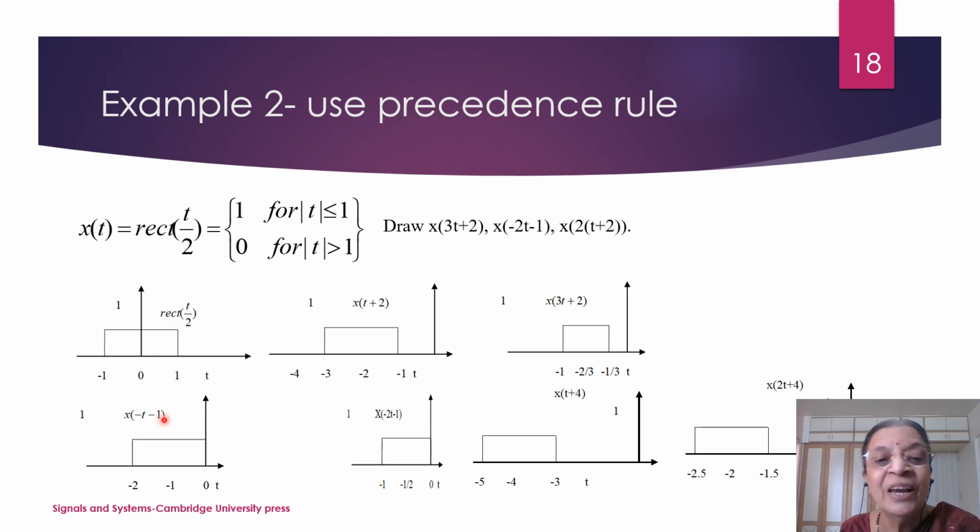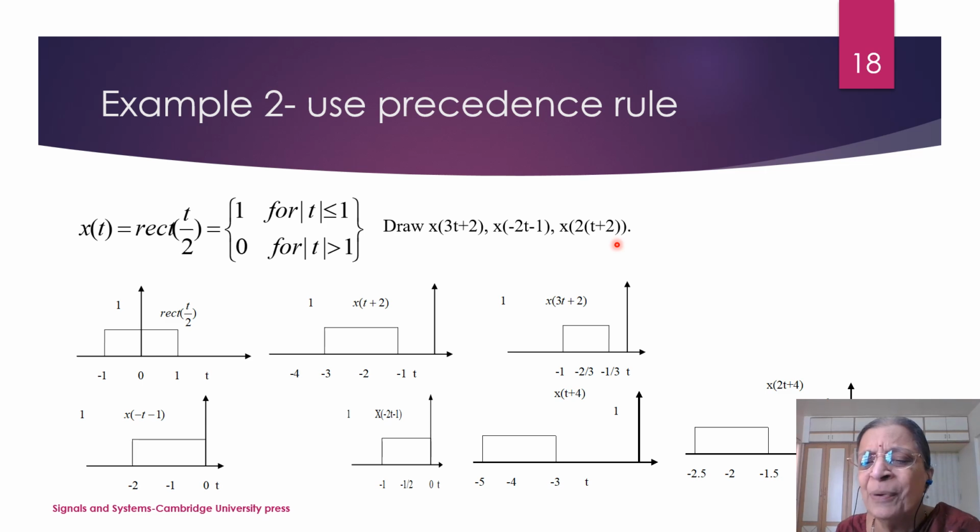minus 1. If it is t minus 1, I would shift it towards right. If it is minus t minus 1, I will shift it towards left. This you remember. So minus 2t minus 1. So again the scaling for time by a factor of 2. So minus 2 will become minus 1, minus 1 will become minus half, and so on. This is easy. Now consider 2 of x of 2 into t plus 2.